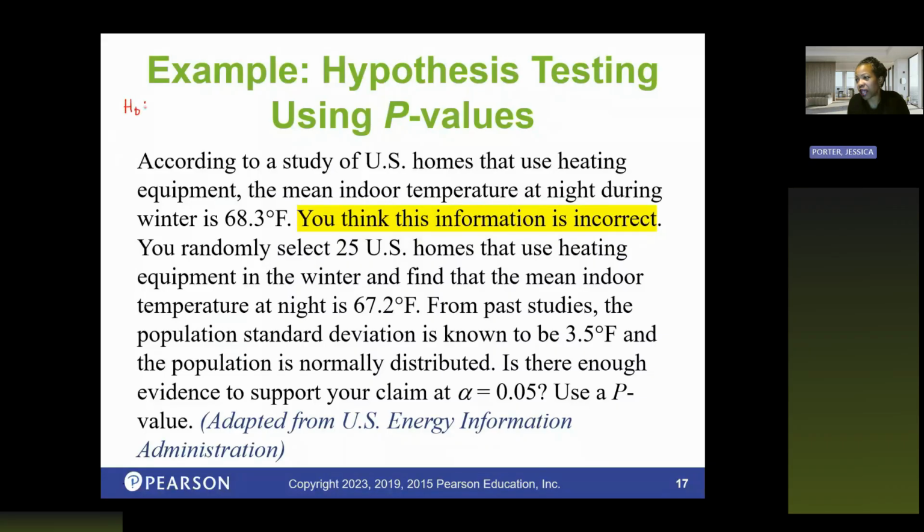Okay, so if we articulate the hypothesis statements, we would have the null hypothesis as mu is equal to 68.3, and the alternative hypothesis as mu is not equal to 68.3, because they say it is 68.3, but you think this information is incorrect. And then at the bottom, it says, is there enough evidence to support your claim? Your claim is that this information is incorrect. That means the claim is the alternative hypothesis. That is the claim.